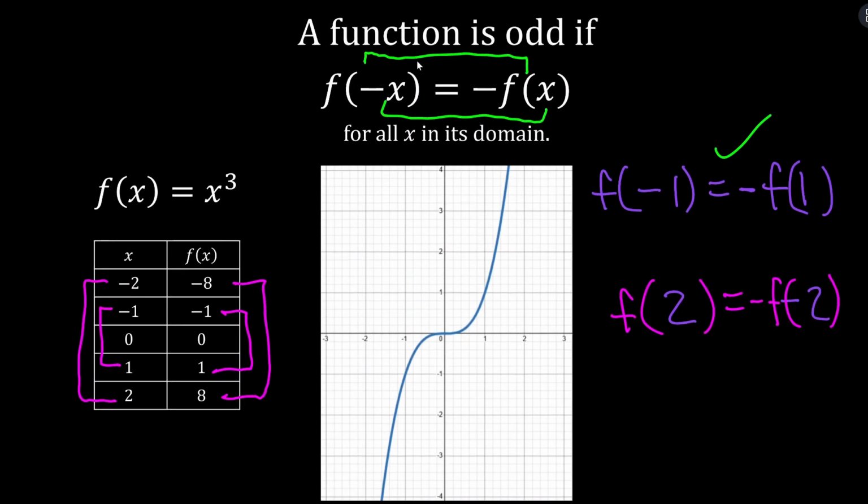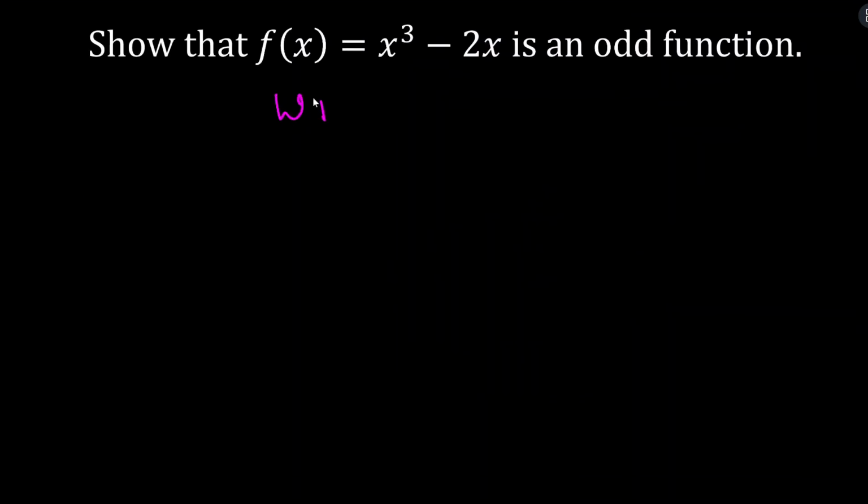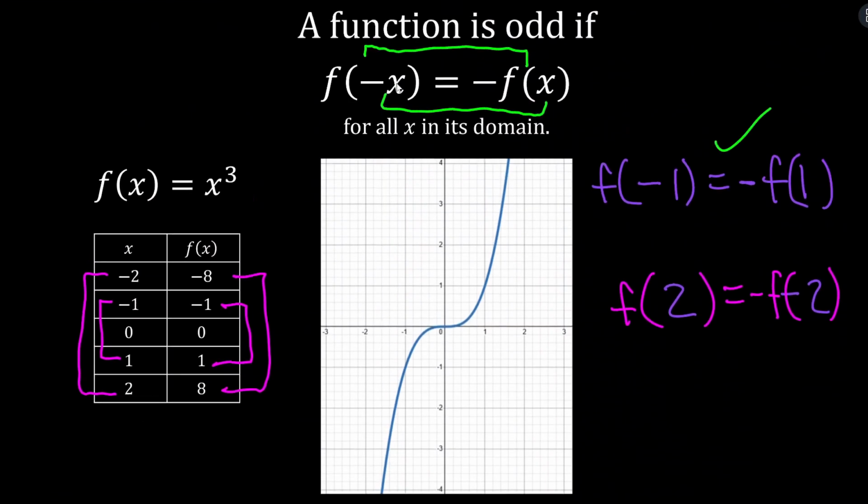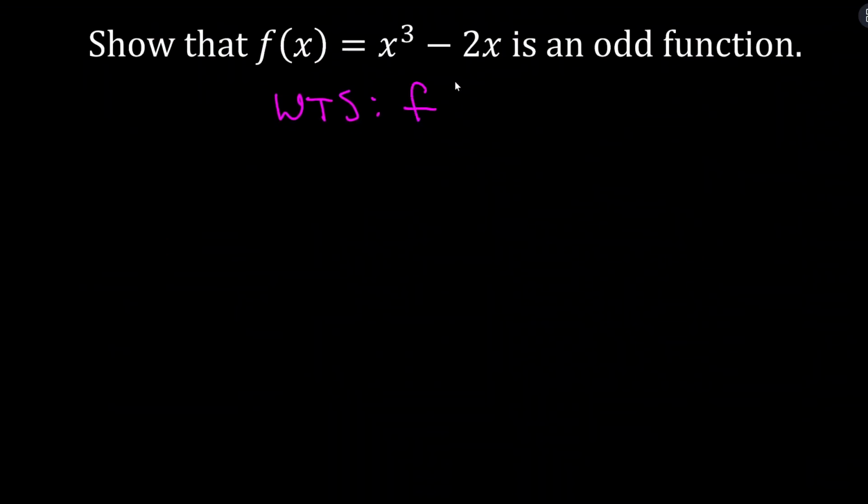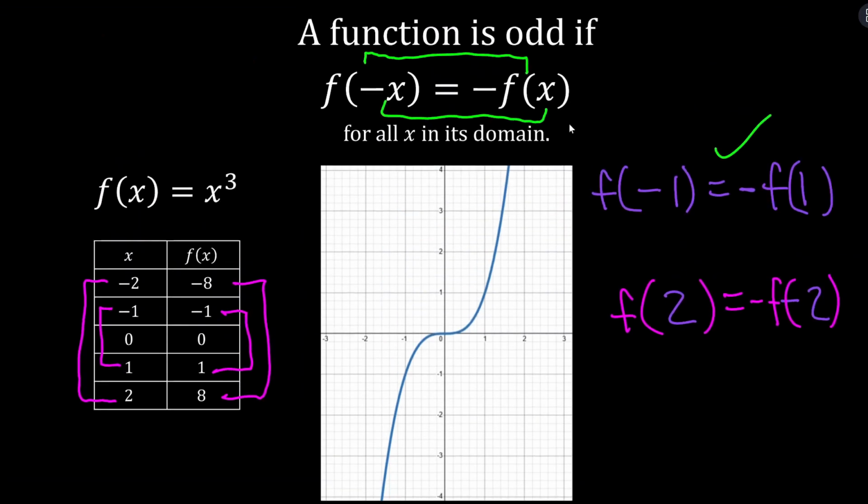So let's go back to our definition. f of negative x equals negative f of x. So let's write that out. That's what we want to show, which is that f of negative x equals negative f of x. Boom.